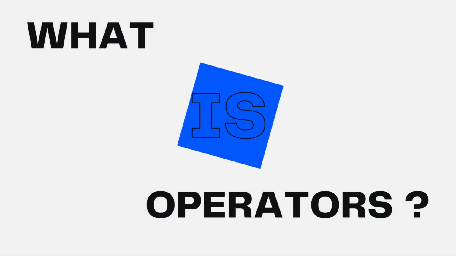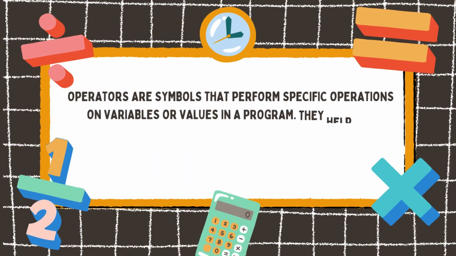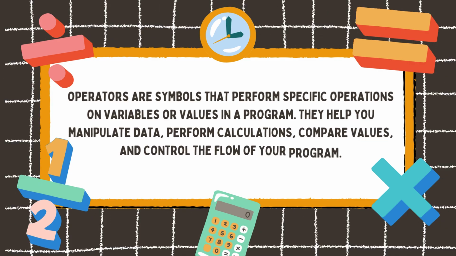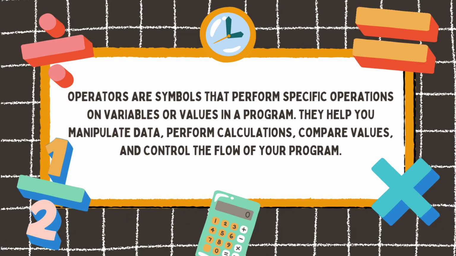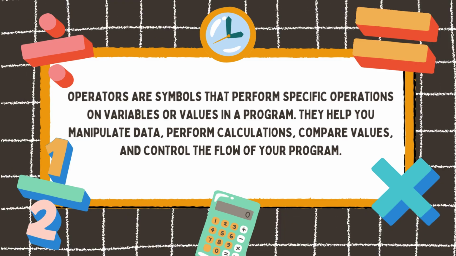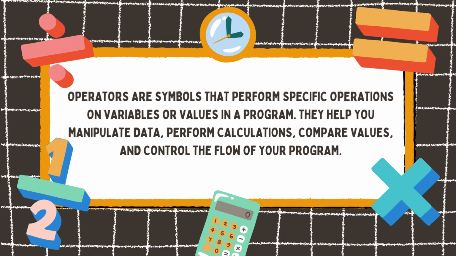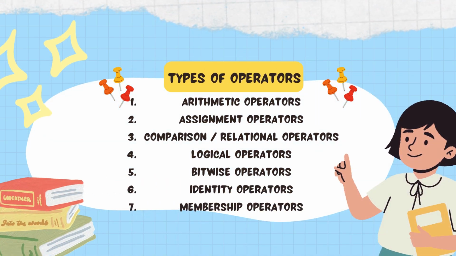Back to the topic. What is operators? Well, operators are symbols that perform specific operations on variables or values in a program, which will help us to manipulate data, perform calculations, compare values, and control the flow of your program. Let's see about the type of operators with examples.